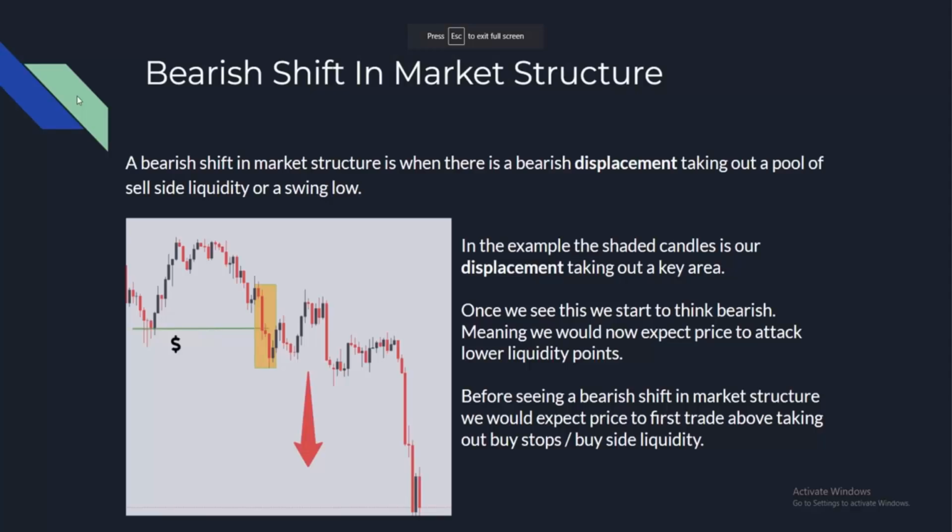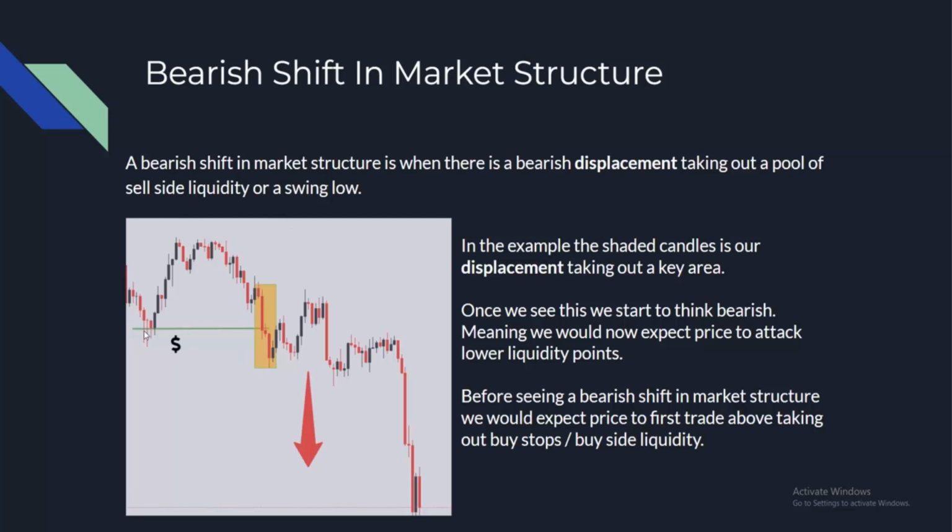So this is a bearish shift in market structure, and that's when there is a bearish displacement taking out a pool of sell side liquidity or a swing low. And the displacement is this shaded area. As you can see, these couple of candlesticks were all red and they were all pretty strong down. So that means that the market has a desire to take price lower, because it's using all of this strength, all of this power to send price lower. It doesn't want to send it higher, it's purely focused on sending it lower.